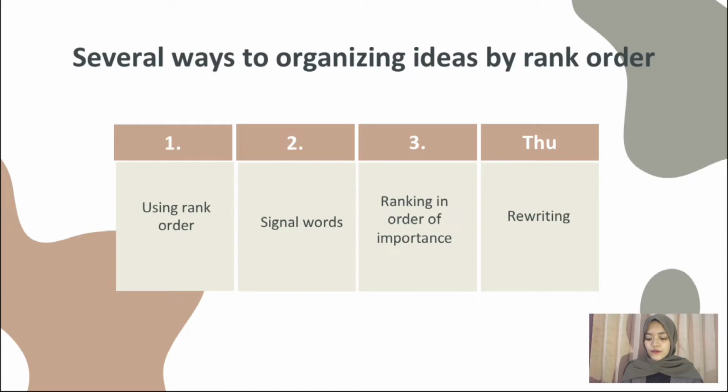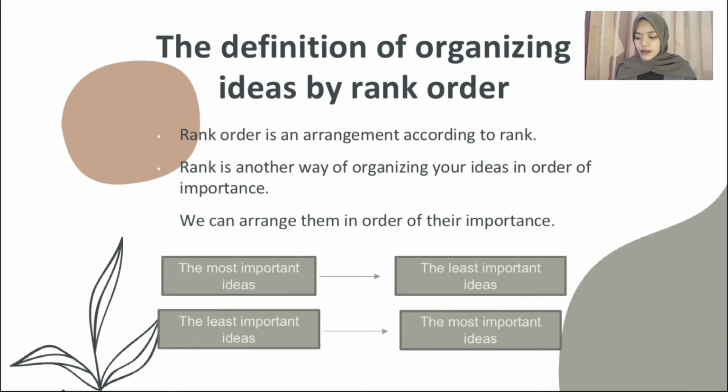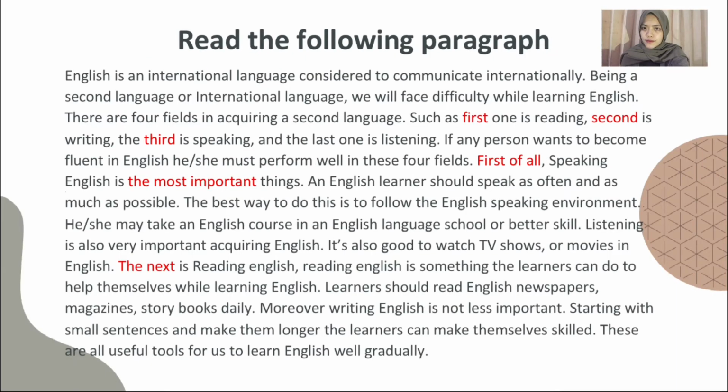So we move to the first explanation, which is the definition of organizing ideas by rank order. Rank order is an arrangement according to rank. Rank is another way of organizing our ideas in order of importance. We can arrange them in order of their importance, and we can start with the most important ideas and end with the least important ideas. Or we can save the most important one and start with ideas that are least important.